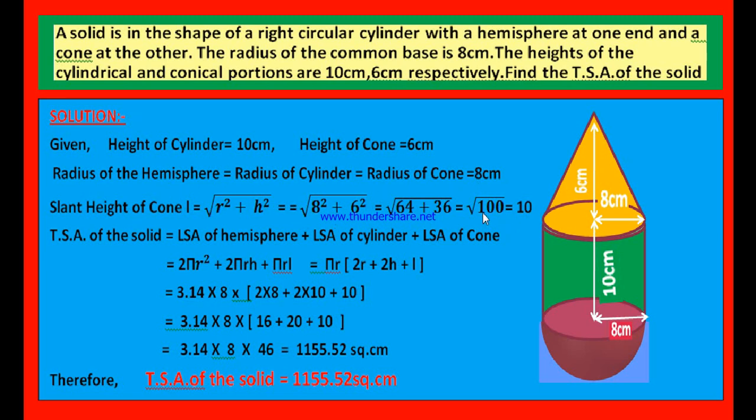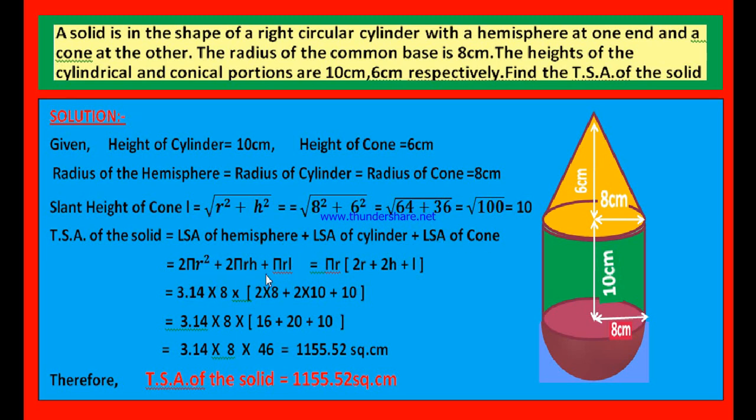Next, we already confirmed that the total surface area of the solid is equal to LSA of the hemisphere plus LSA of the cylinder plus LSA of the cone. Now, what is the formula to find LSA of hemisphere? 2 pi r square. The formula to find LSA of the cylinder, 2 pi rh. The formula to find LSA of the cone, pi rl.